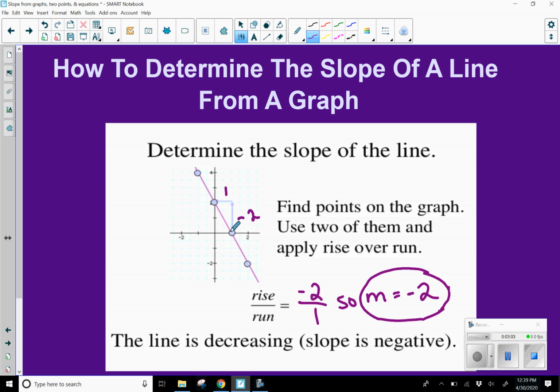So here I can see, remember it's vertical change over horizontal change. So I can see that vertically I'm going down 2 units. So my rise would be a -2 because we're going down 2 units. And then my run or my horizontal change, I'm going over 1 unit. So my horizontal change or my run would be 1. -2 over 1 means that I have a slope of -2. My line is decreasing, hence why my slope is a negative number.